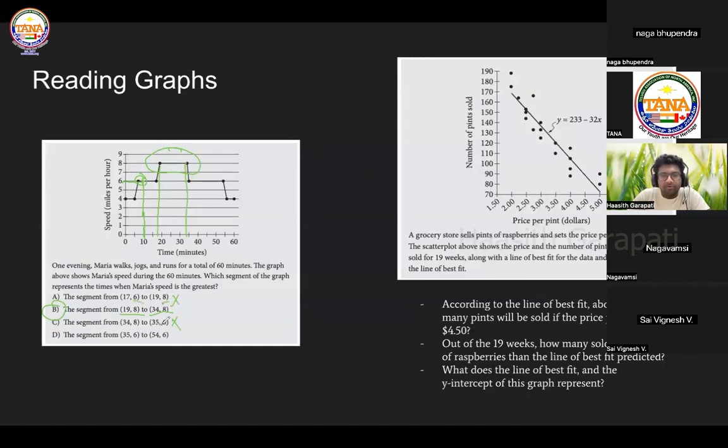And the other answers, like A and C, don't make sense because their speed changes, their y value changes, and then D is also wrong because, well, the y value is 6, which is not the highest speed.